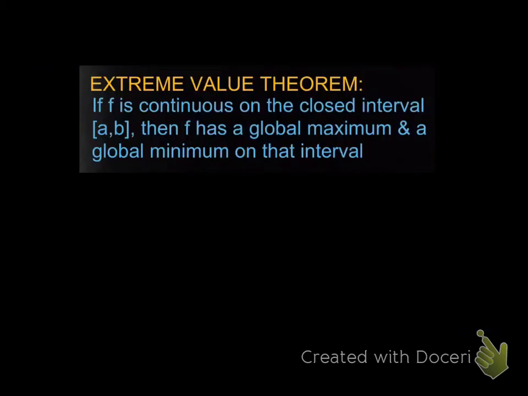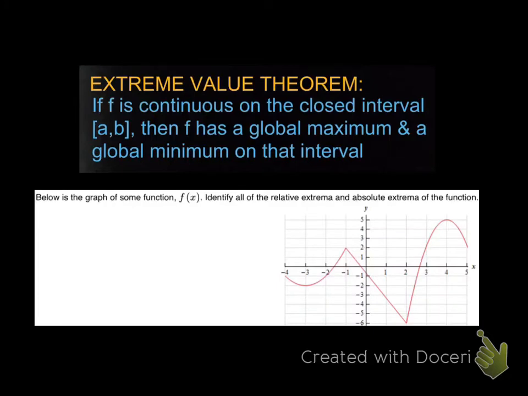So the extreme value theorem says that if f is continuous on a closed interval between a and b, then guaranteed f has a global maximum and a global minimum on that interval. Not an earth-shattering scenario, but one you've got to keep in mind. So here's a graph. It says below is the graph of some function f of x. Identify all of the relative extrema and absolute extrema of the function.